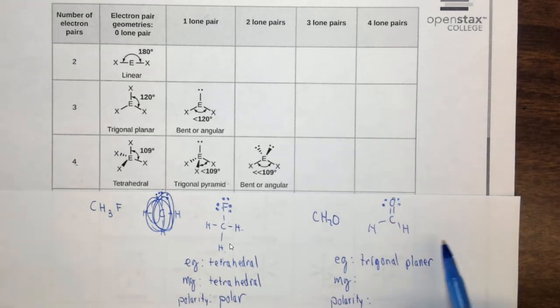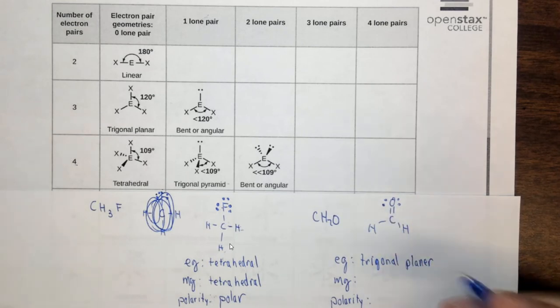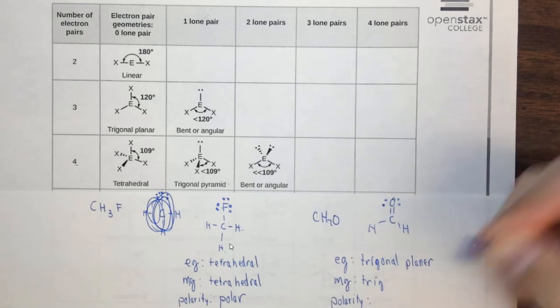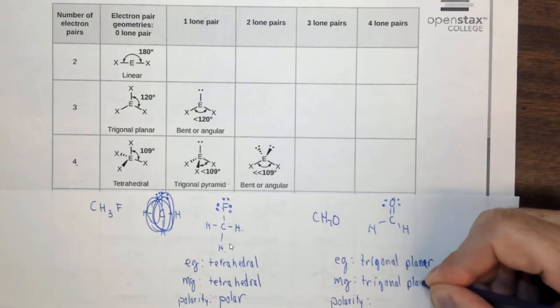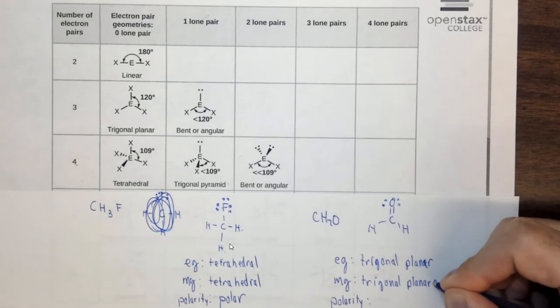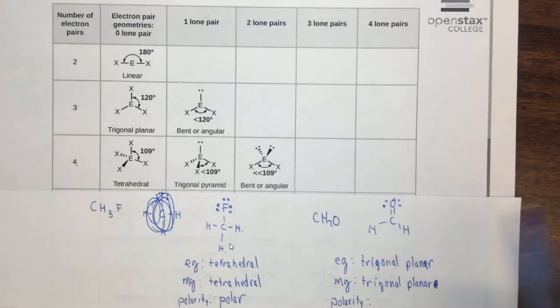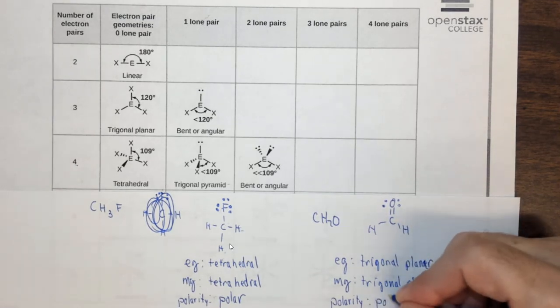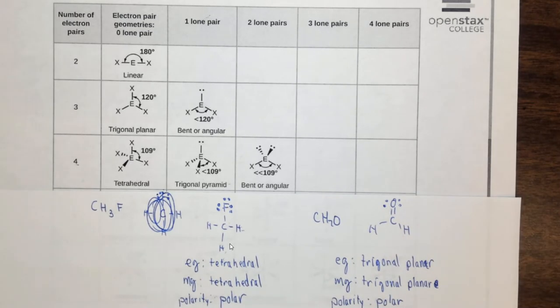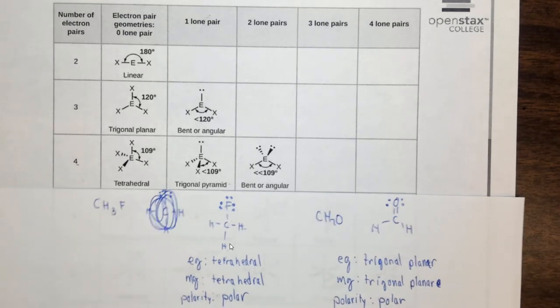Since none of these 3 domains are lone pairs with respect to carbon, the molecular geometry is also trigonal planar. Finally, the polarity. One of the domains is oxygen, 2 of the domains are hydrogen. They're not all the same. This one is polar. So that's basically how we do these things.